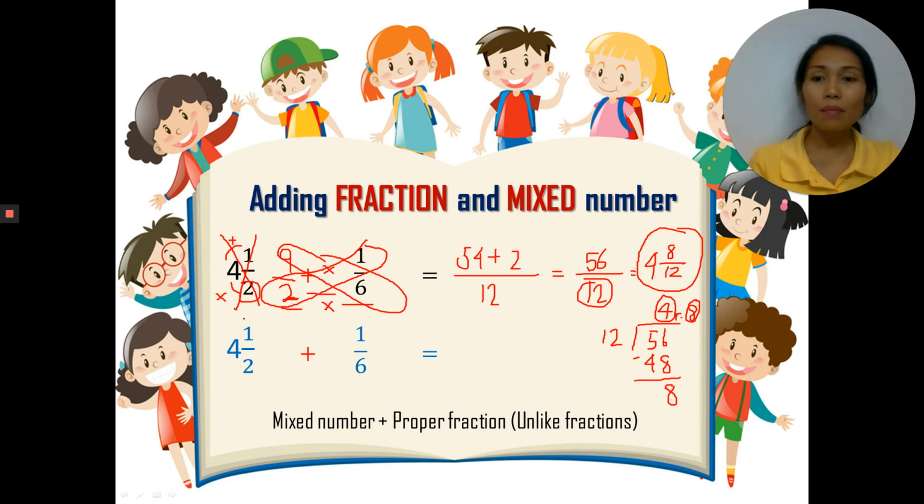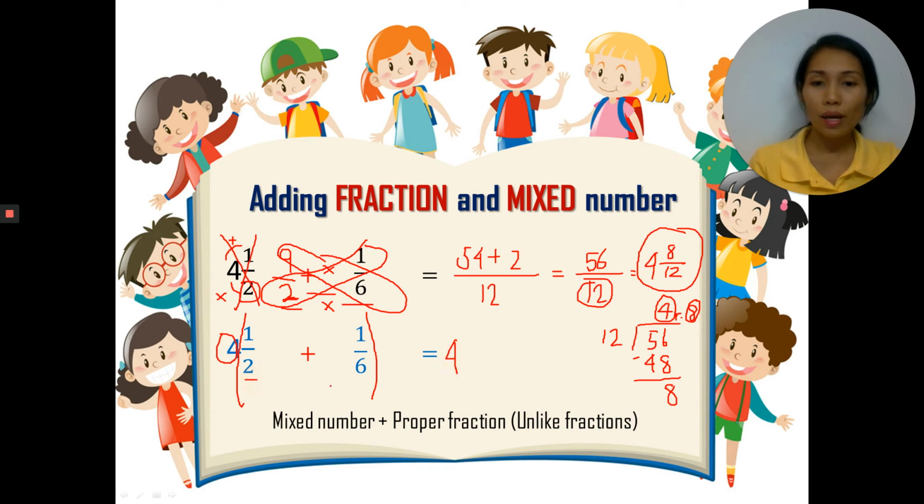The second method we can use is we can separate the whole number. We will not convert to an improper fraction, unlike the first one where we converted, right? In here we will not convert. We will separate the whole number from the fractions. So since there's only one whole number here, that's automatically 4 there.